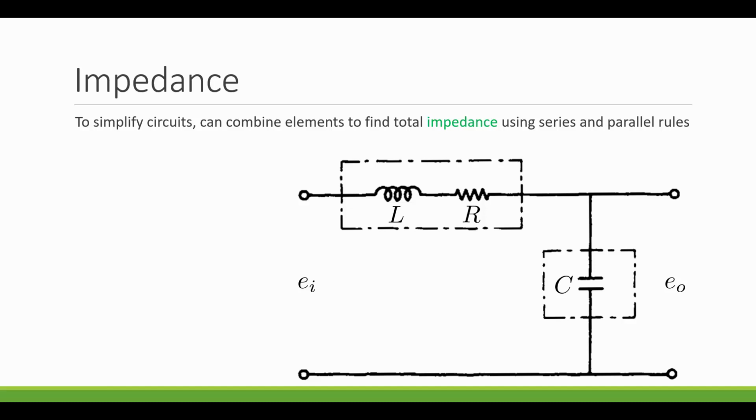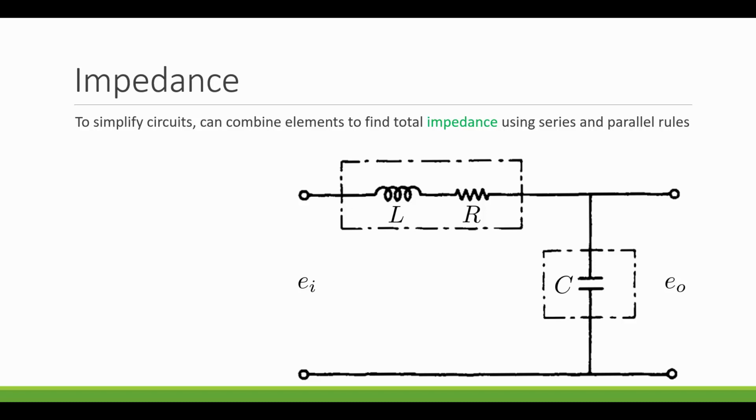To simplify circuits that we're analyzing, we sometimes will find it helpful to make impedance blocks. Here we're going to group elements together and treat them as a single element, and we are going to find what we call their equivalent impedance. Impedance is kind of a generalization of resistance, where we can add up the impedances of the resistors, capacitors, and inductors that make up a group of elements.